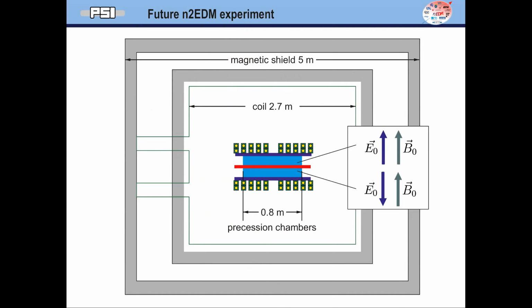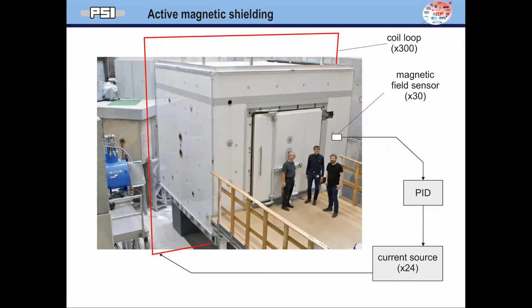So the strategy is to suppress everything from the outside. At PSI, we have to live with superconducting magnets that are next door. So we want to suppress all of that, and then inside generate a magnetic field that is as perfect as possible. And so in order to suppress those disturbances from the outside, of course, the shield itself has a shielding factor of 100,000, but that's not enough.